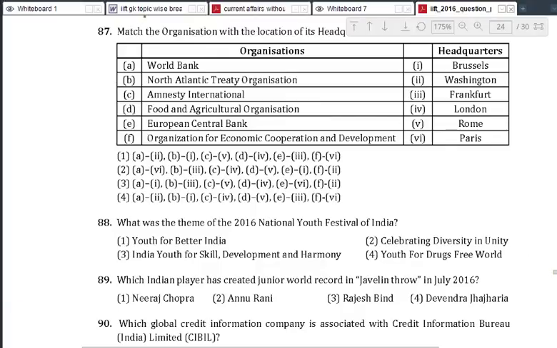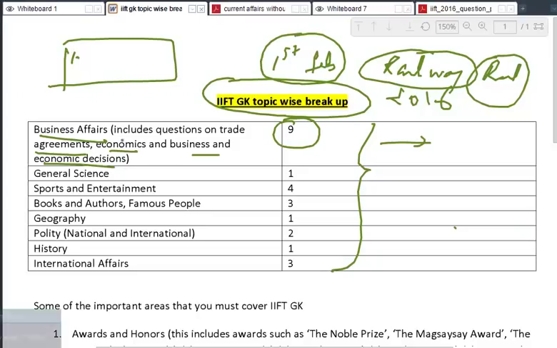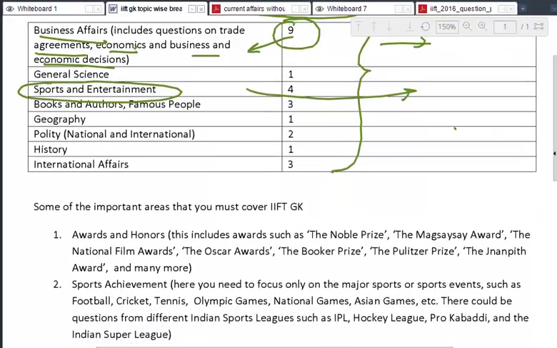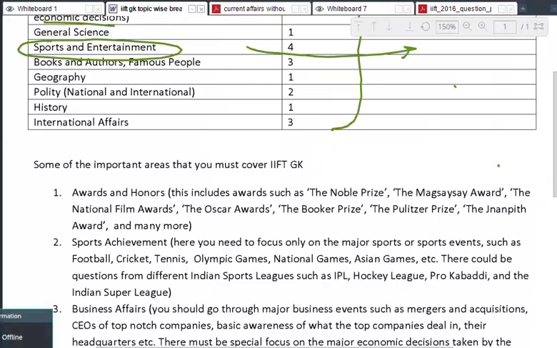So if I go to the breakup part, last year we had 9 questions from business affairs. And you will always find questions from sports and entertainment. Whenever you have major sports, for example, I have given some of the topics that you must discuss. If I scroll below here, these are some of the important areas that you must cover for IIFT GK. Now this is very important.